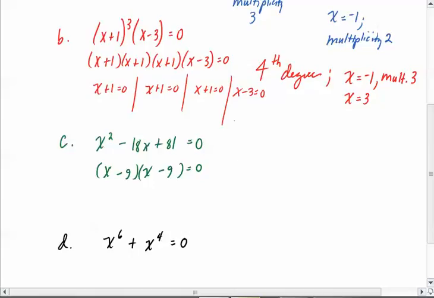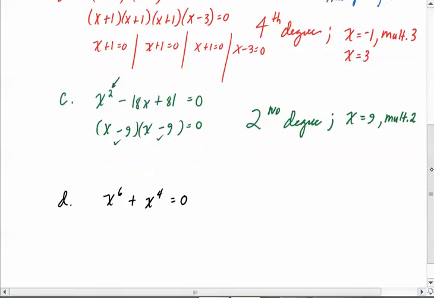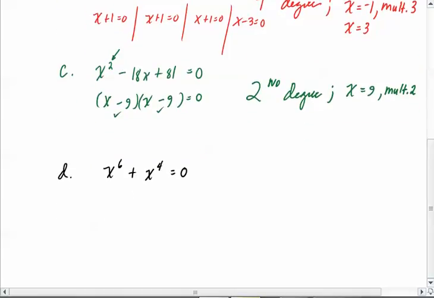Oh, by the way, this is a second degree polynomial. Because of this right here, that means that there are a maximum of 2 roots. So you can tell just by looking at it, we don't even need to do the steps of setting each of those factors equal to 0. But x is 9, that's a 0 with a multiplicity of 2, because it's sitting there 2 times. All right, let's finish up with one last one. And here we go.